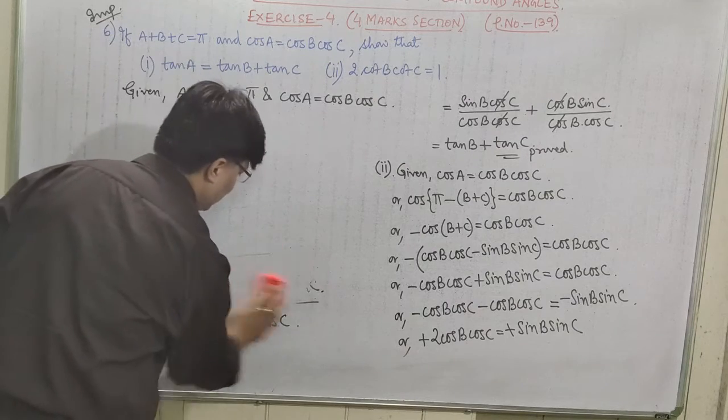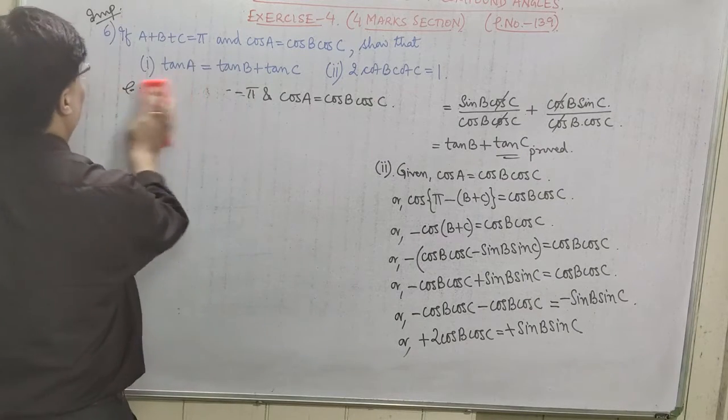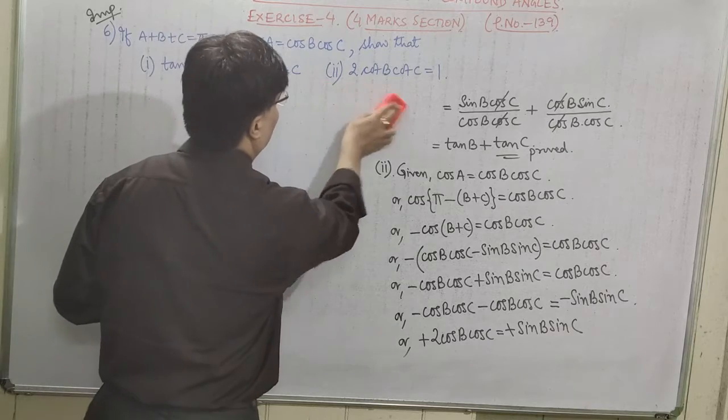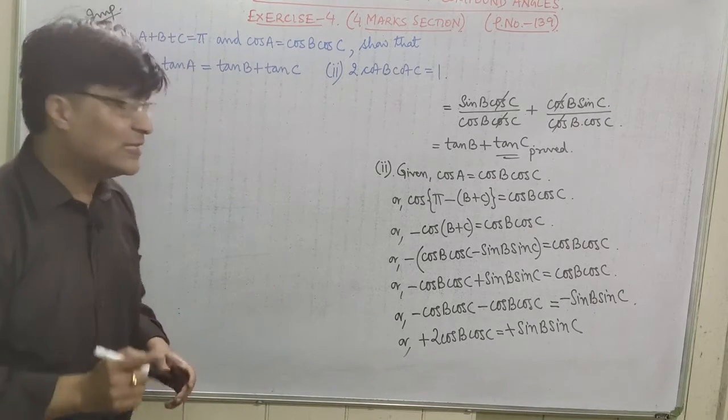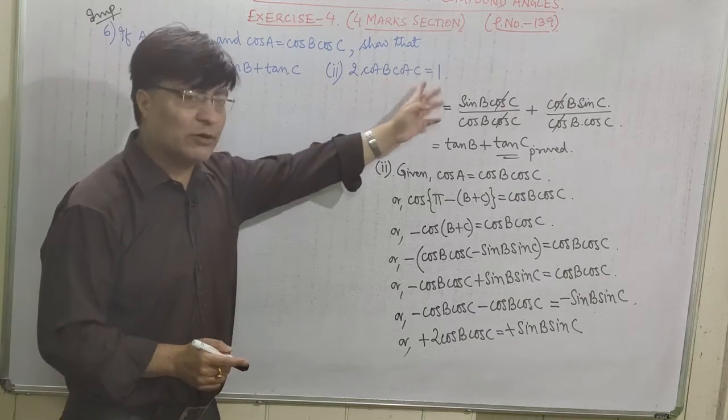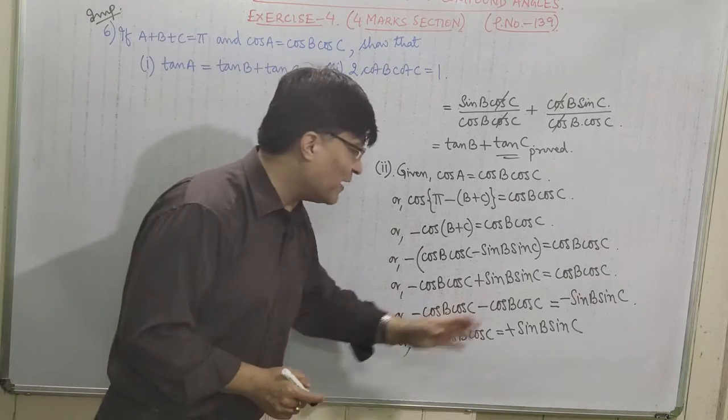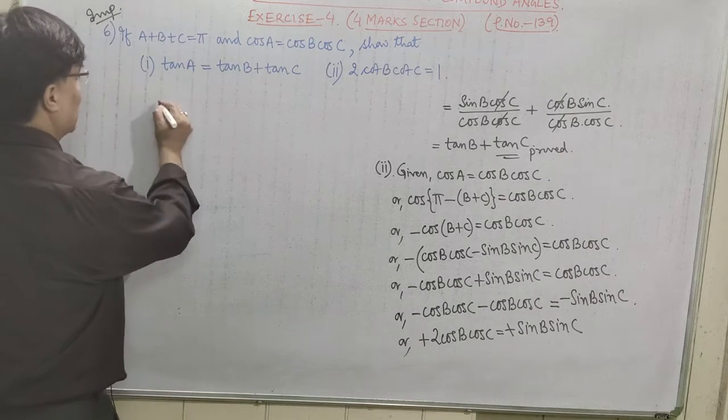Now in the next step, we can prove this number 2. So what will you do here? You divide both the sides by sin B sin C in order to get 2 cot B cot C is equal to 1. So let us divide both the sides by sin B sin C.